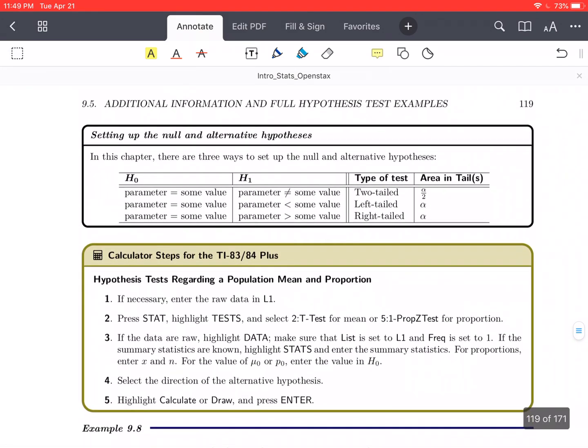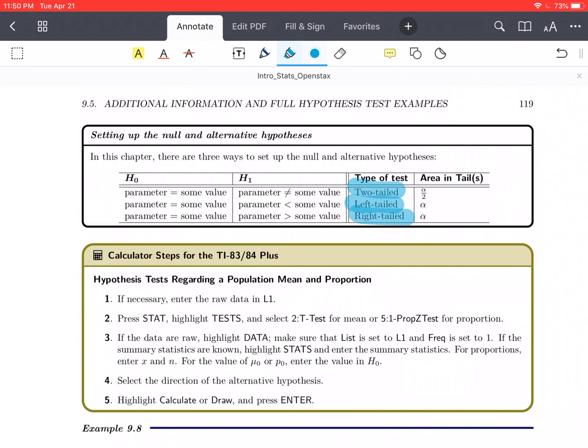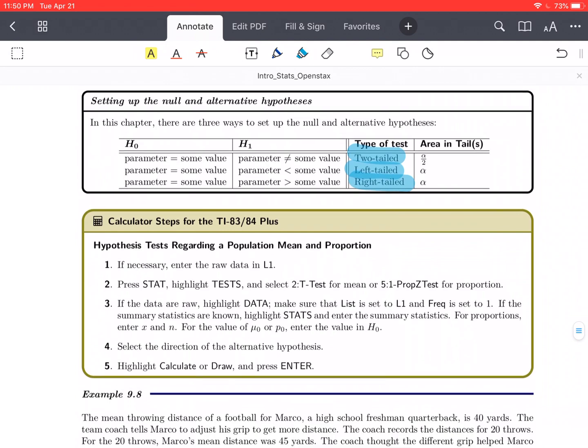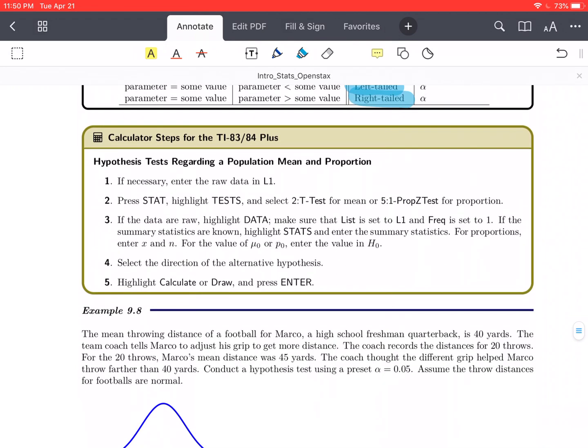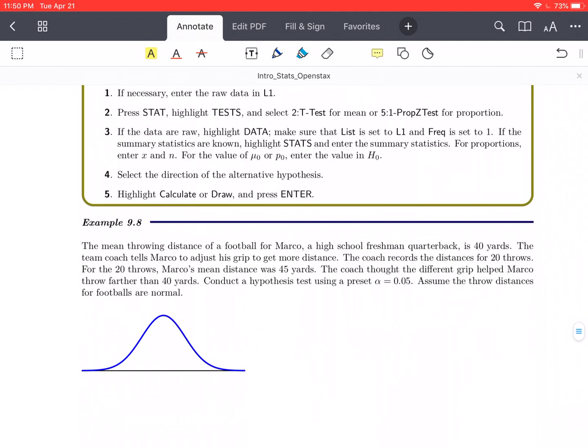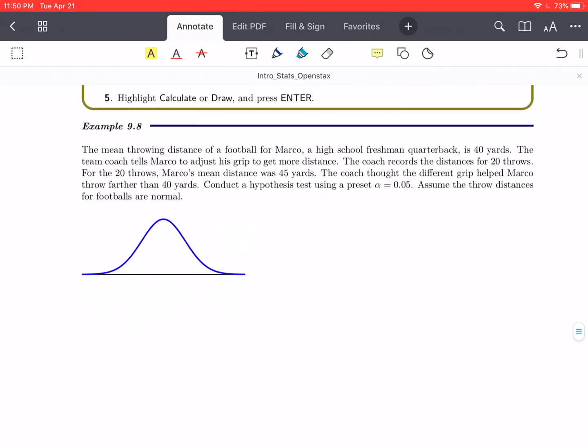Okay, so then we have our three types of tests, and that is two-tailed, left-tailed, and right-tailed. So we've seen all three of these before, and we will see examples with them as well. These are our different types of tests that you can have, depending on whether our alternative hypothesis is just that they're not equal, or one is bigger than the other. Okay? So if you want to look at the calculator steps, that's up to you, but I'm going to be using Desmos throughout this.